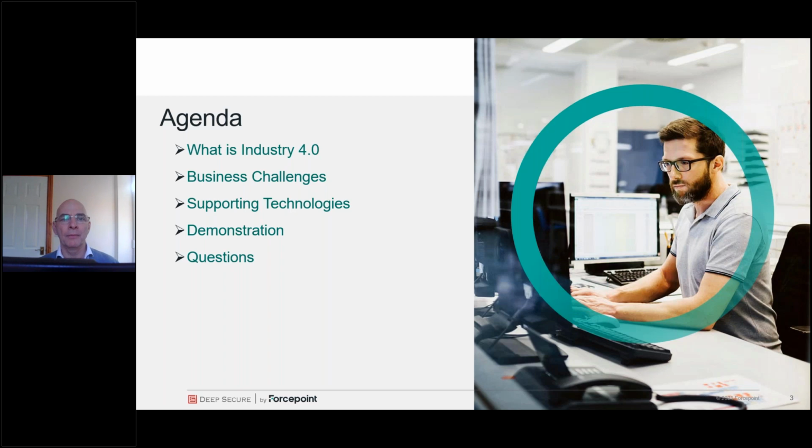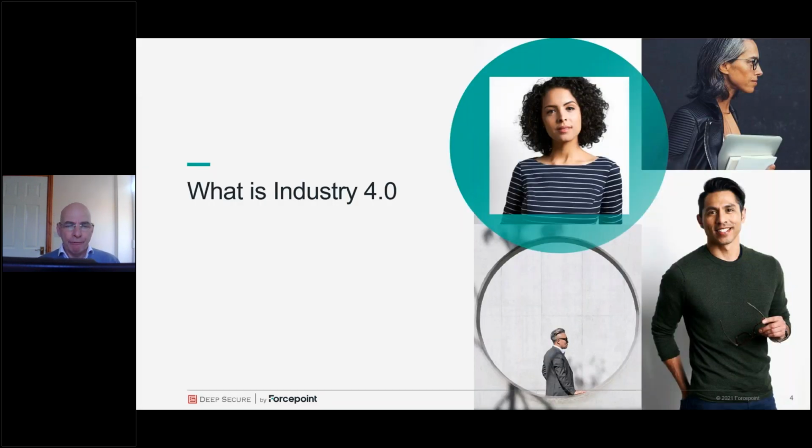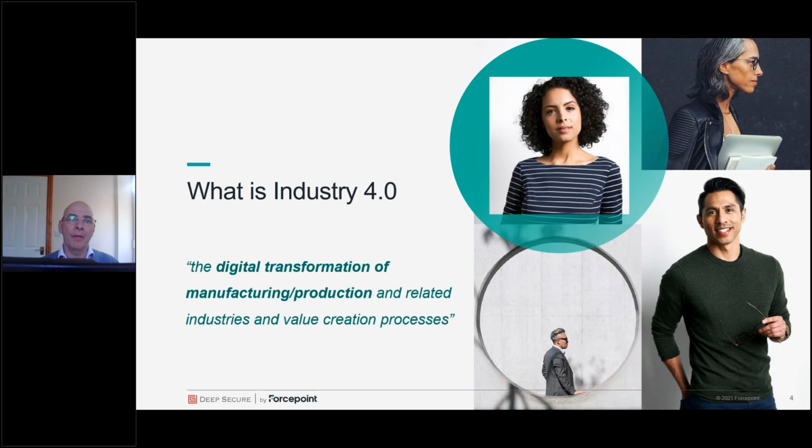Now, if you spend even a few minutes online, you'll probably conclude that Industry 4.0 is a term that's subject to multiple definitions. Wikipedia, for example, summarizes 4.0 as the ongoing automation of traditional manufacturing and industrial practices using modern, smart technology. Okay, that's fine, but let's refine it a little further and say that 4.0 is the digital transformation of manufacturing and production and the related industries and value creation processes contained therein.